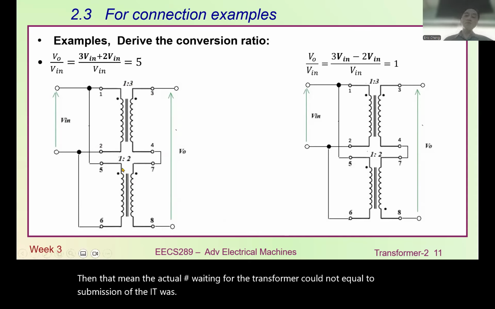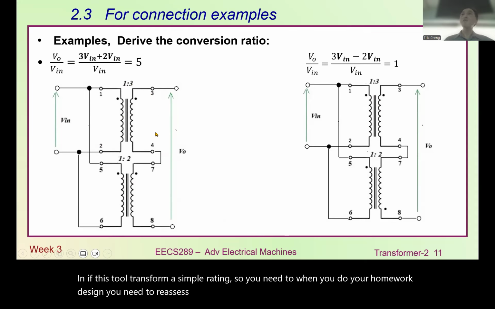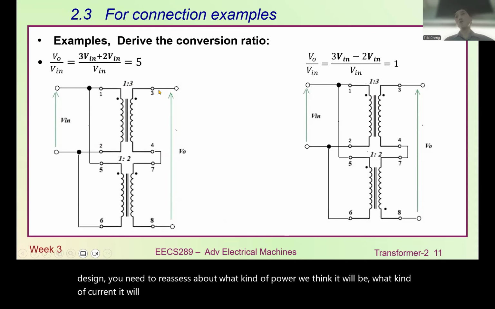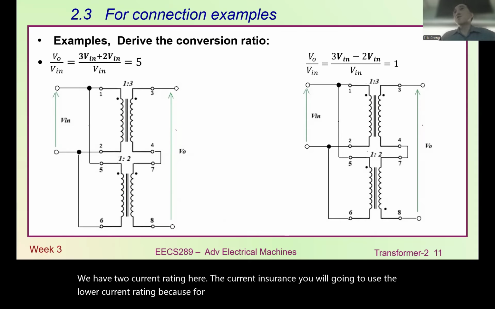If these two transformers have the same power rating, when you do your homework design, you need to reassess what kind of power rating it will be, what kind of output current it will be. Of course, we have two current ratings here. They connect in series. You're going to use the lower current rating because of safety, right? You won't use the larger current rating.